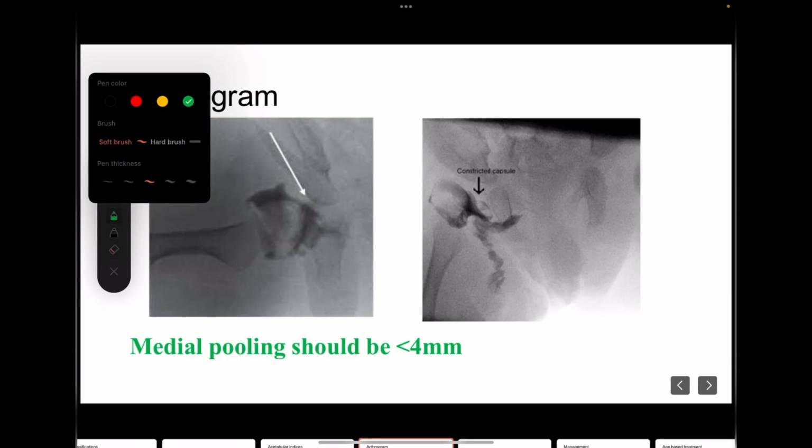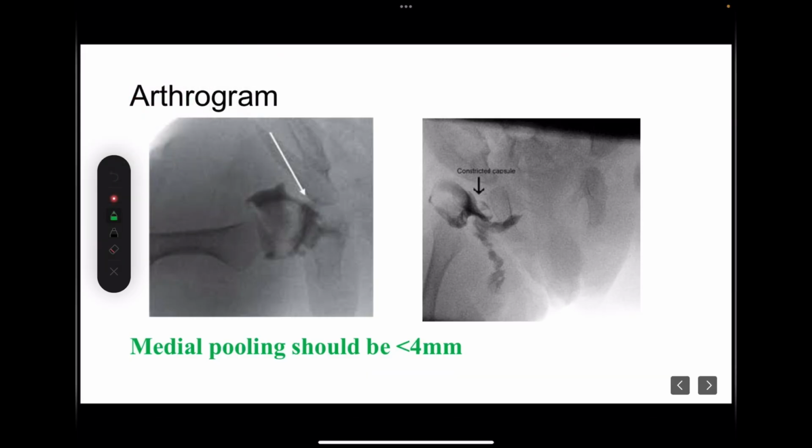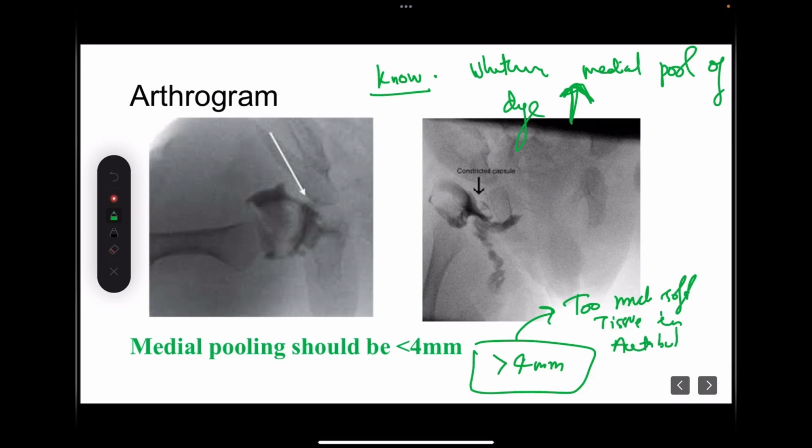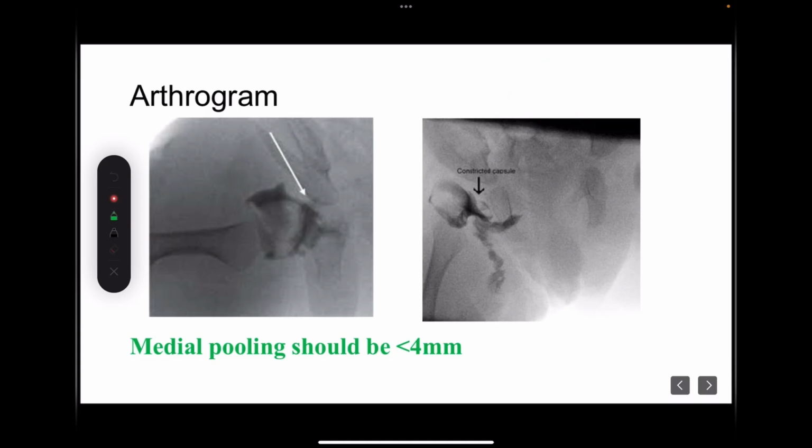We do an arthrogram in hip dysplasia cases after reduction or before reduction to know whether the medial pooling of dye is beyond a limit. If the medial pooling of dye is too much, that is, if this is more than 4 mm, this is suggestive of too much soft tissue in the acetabular socket, and which is a predictor of development of redislocation in future or failure of closed reduction. In that case, many a times we go for open reduction and removal of this soft tissue.